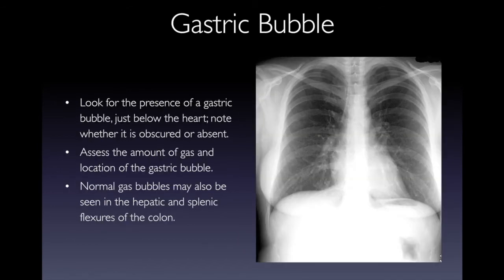G is for gastric bubble, which we had talked about briefly in regards to the diaphragm. It sits under the left hemidiaphragm. It's normally a circular structure, and there tends to be some space between the left hemidiaphragm and the gastric bubble itself.